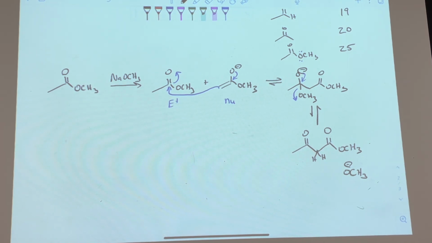Because these alpha protons are sandwiched between two carbonyls, they are much more acidic than they would normally be. In fact, these doubly activated protons have a pKa of around 11. That's pretty acidic, and certainly acidic enough that something like methoxide could come in and deprotonate. So what you end up with, and this is actually the driving force of this reaction.